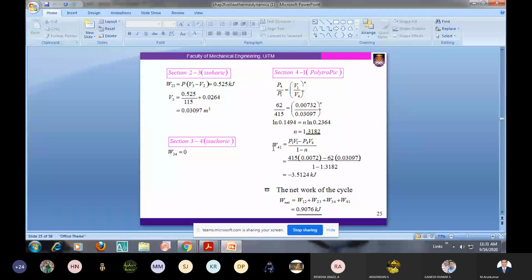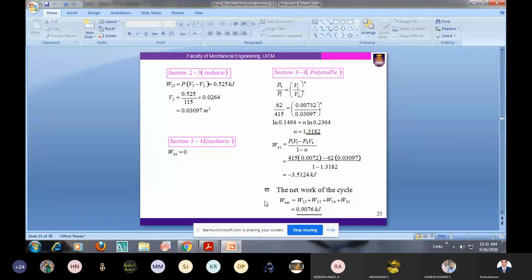So W can be calculated by using this formula: W = (P1 V1 - P final V final) divided by (n - 1). We know the value of n, we know the value of P1 V1, and we know the value for P4 V4. Then if you substitute, we can get the W. The W value will be minus 3.5124 kilojoule.